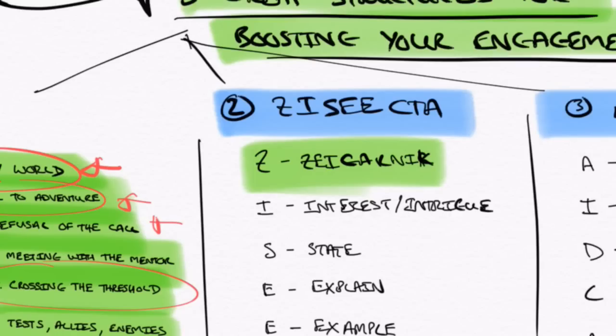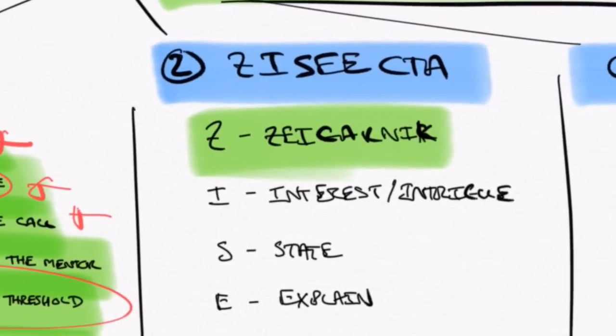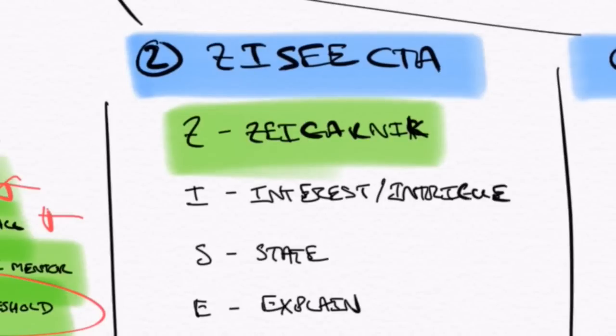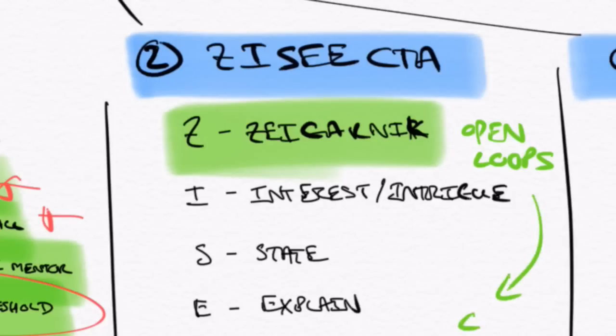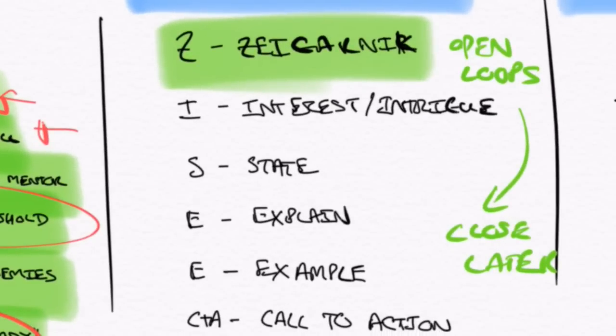So oftentimes what I do is I'd ask a question, or I'd make some sort of a crazy statement at the beginning, and I'd open the loop. This is all about opening loops. Open loops right here at the beginning of your videos, and only close it later, inside your video. So that's the first part of the formula.